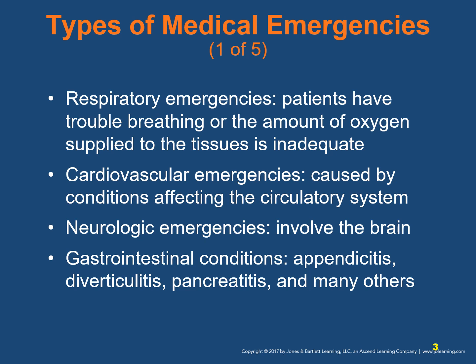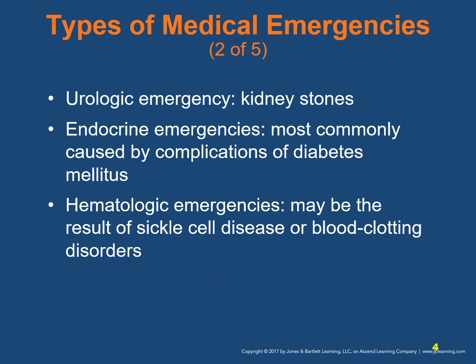Neurologic emergencies involve the brain, and may be caused by seizure, stroke, or fainting, syncope. Gastrointestinal conditions include appendicitis, diverticulitis, pancreatitis, and many others. A urologic emergency can involve kidney stones. The most common endocrine emergencies are caused by complications of diabetes mellitus.